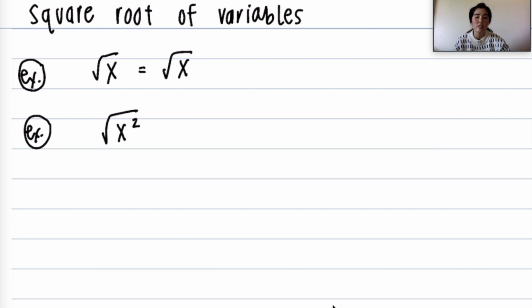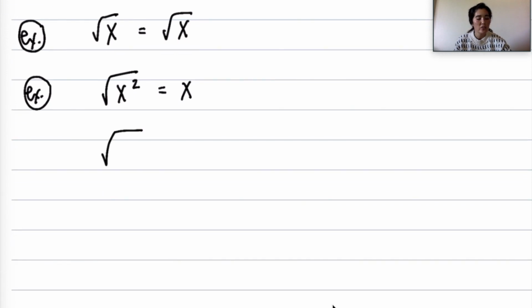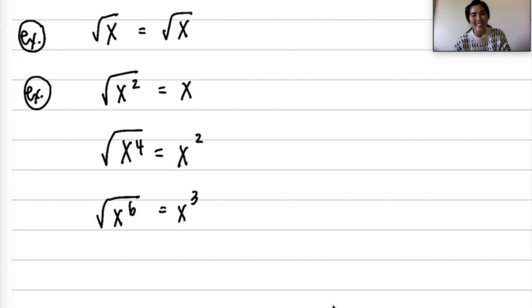X to the second we saw. Square root of x to the second is actually just x. Square root of x to the fourth is actually x squared. Square root of x to the sixth is x to the third. Do you guys see any patterns there? Hopefully you're noticing that it's half. Half of 2 is 1, half of 4 is 2, half of 6 is 3. So the square root of an even exponent is actually easy. You're always just going to be taking half.